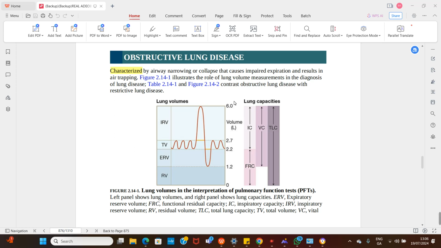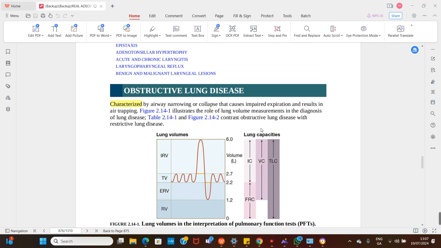So, what are the obstructive lung diseases? They have one thing in common, and that is what? Airway narrowing or collapse that can impair expiration. So, the basic problem in obstructive lung disease is impairment of expiration. They have a very huge problem taking air out during expiration, leading to air trapping. Whereas in the restrictive lung disease, the problem is not even taking air out during expiration, but taking that air in during inhalation. So once you know that, you are halfway into solving the problem.